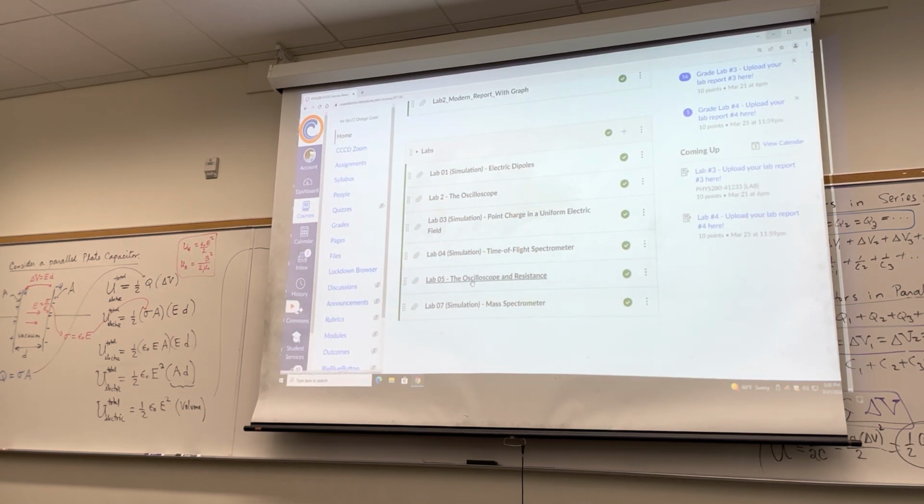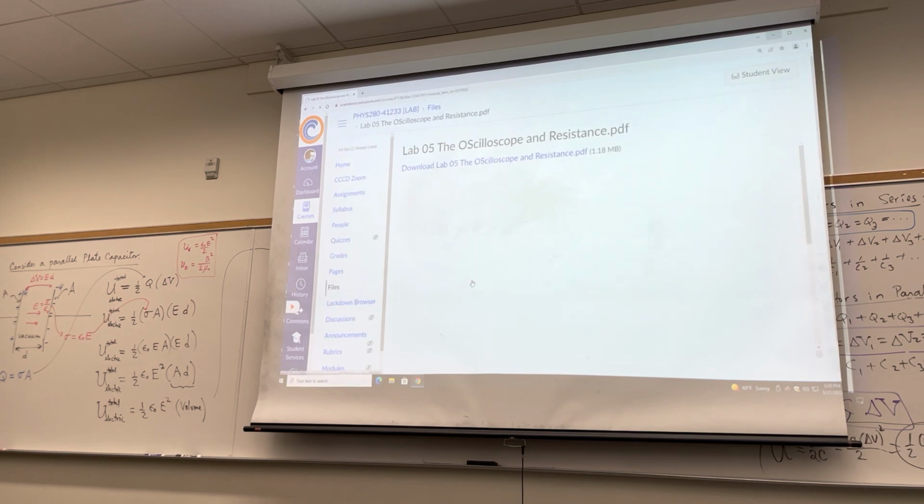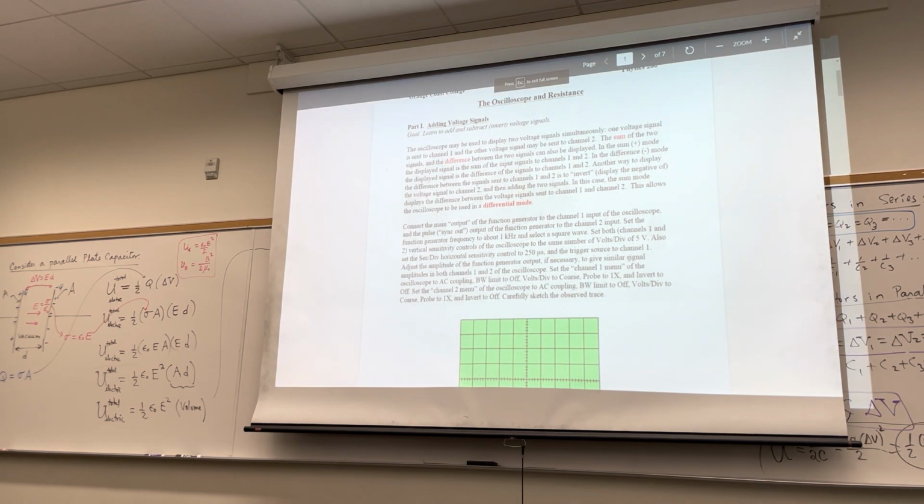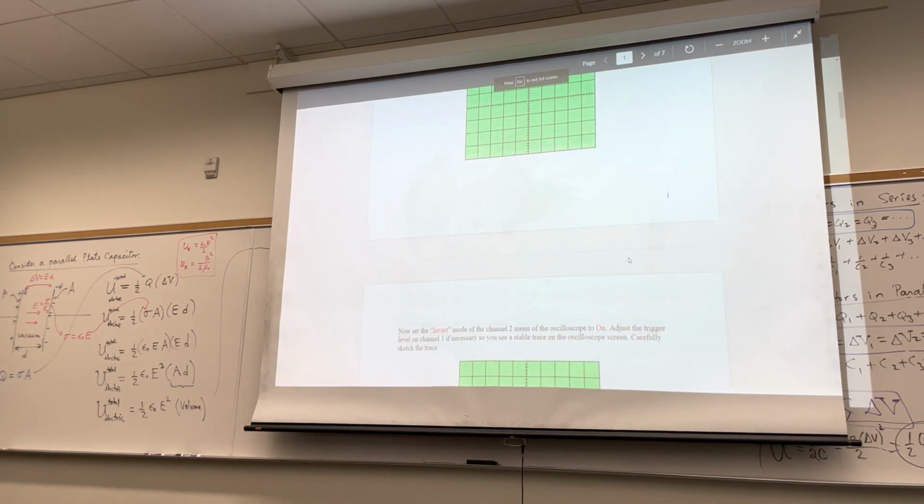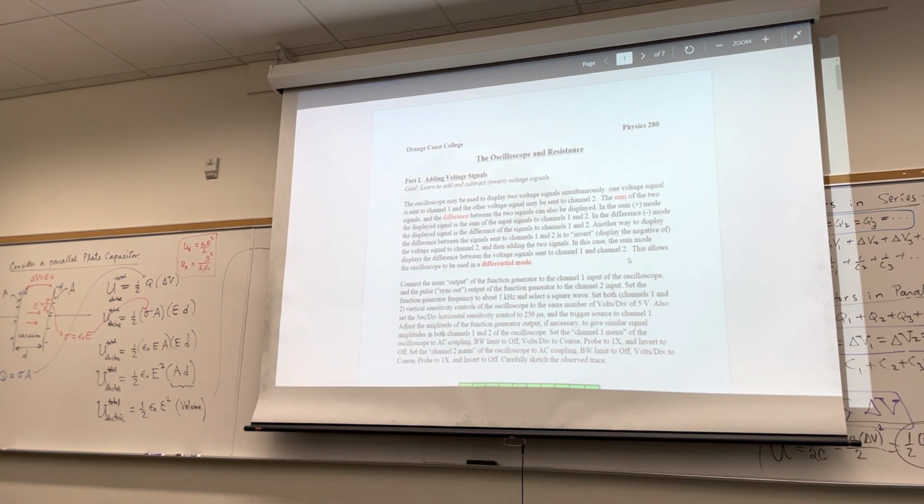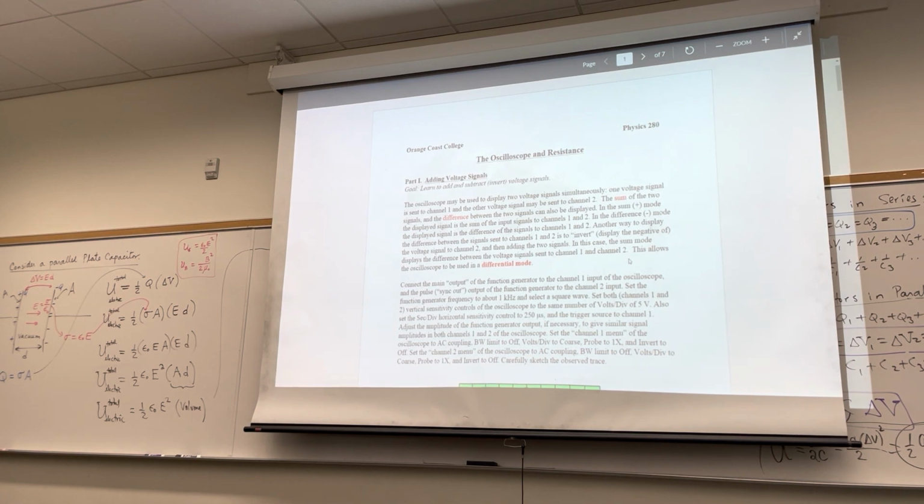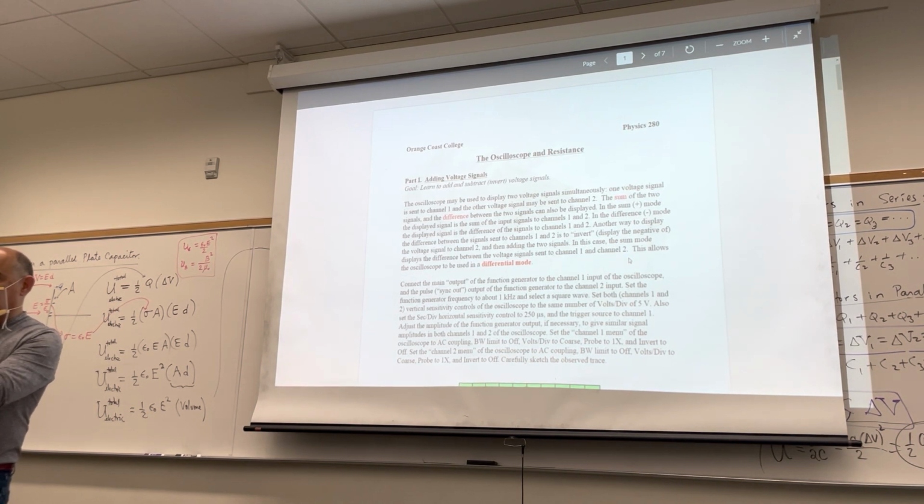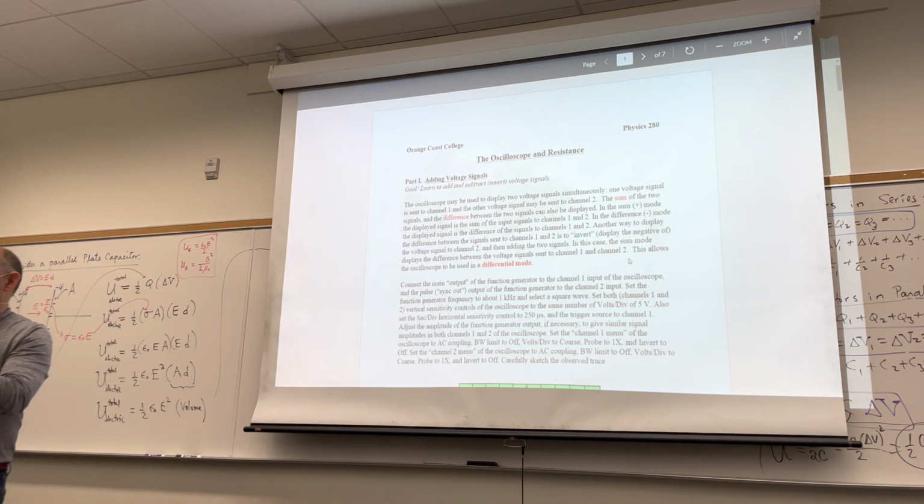So it's number 5 on the oscilloscope and resistance. What I want to do here is show you how to use the oscilloscope to add and to subtract voltage signals. We're going to send in a voltage signal to channel 1 and another voltage signal to channel 2. We're going to know what they are, and we're going to subtract them, and we should know what the difference should be, and we're just going to check with the oscilloscope.